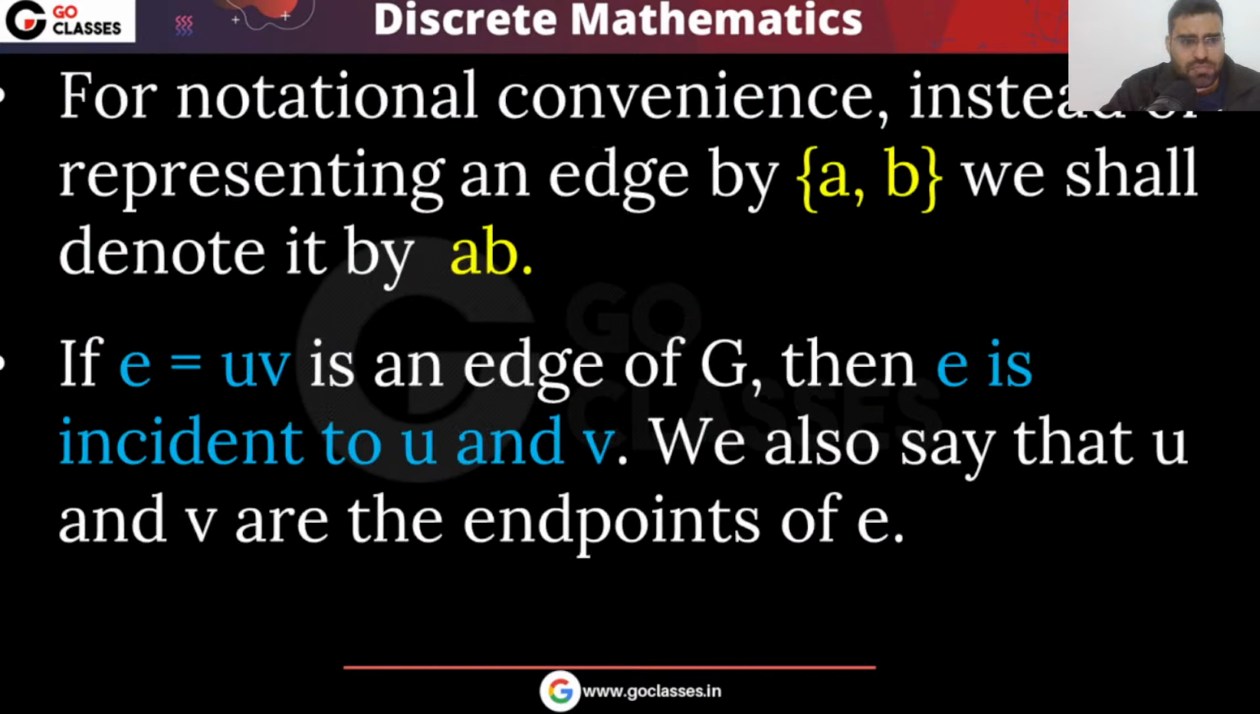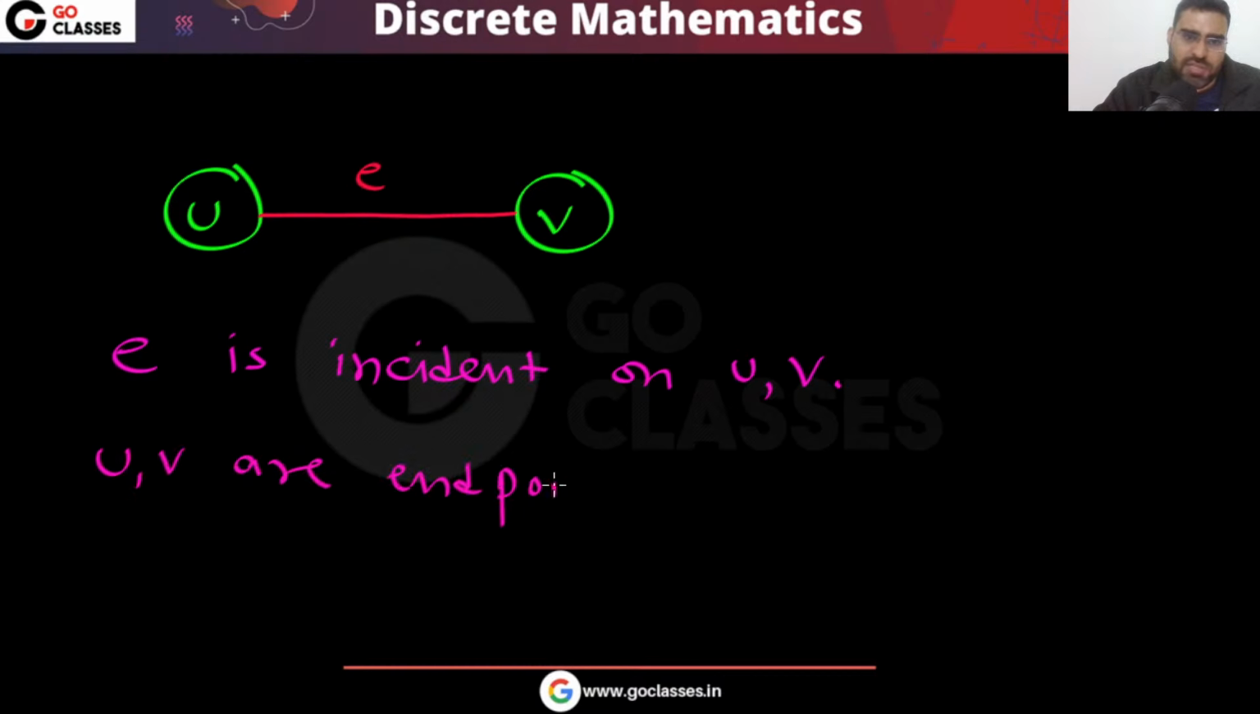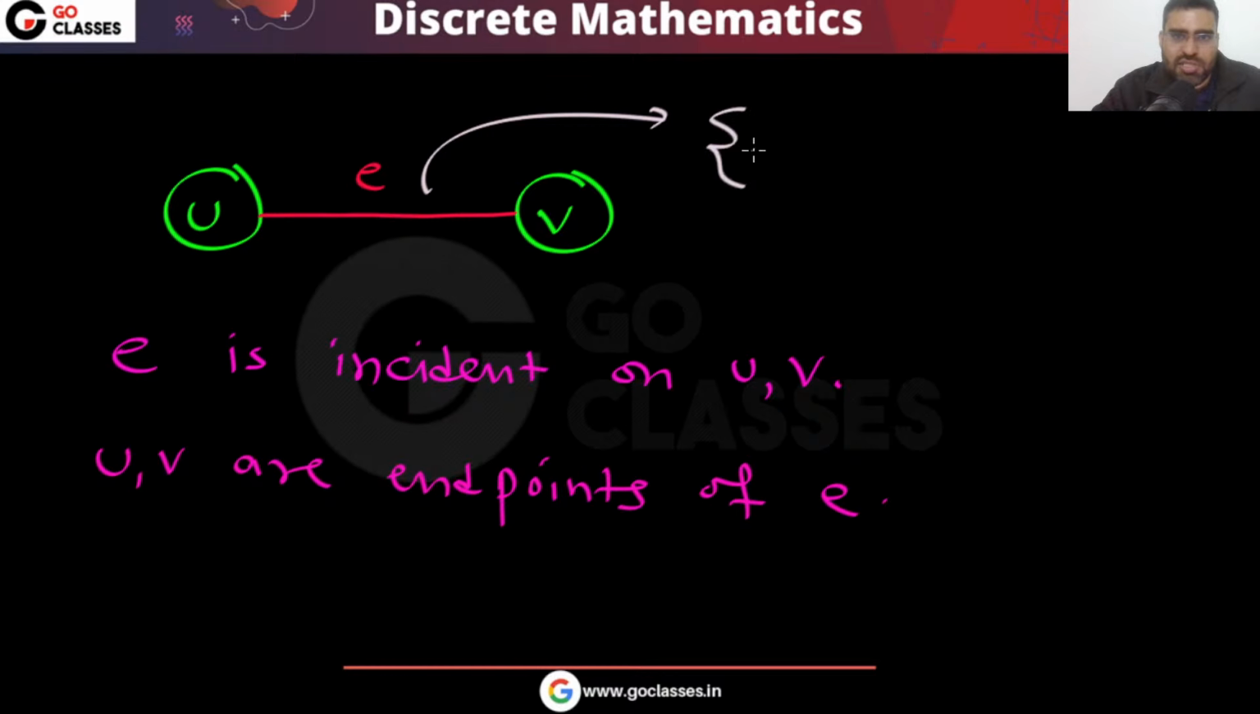Now let's move on. One thing also I want to tell you, that if there is an edge between u comma v, for example, if this is your vertex u, this is your vertex v, if there is an edge between vertex u comma v, then what we will say? Then we will say that e is incident on u comma v, or I can say u comma v are endpoints of e. Here you can notice this is an undirected edge. This edge does not have any direction, so this is an unordered pair u comma v. This is the same as v comma u, right?